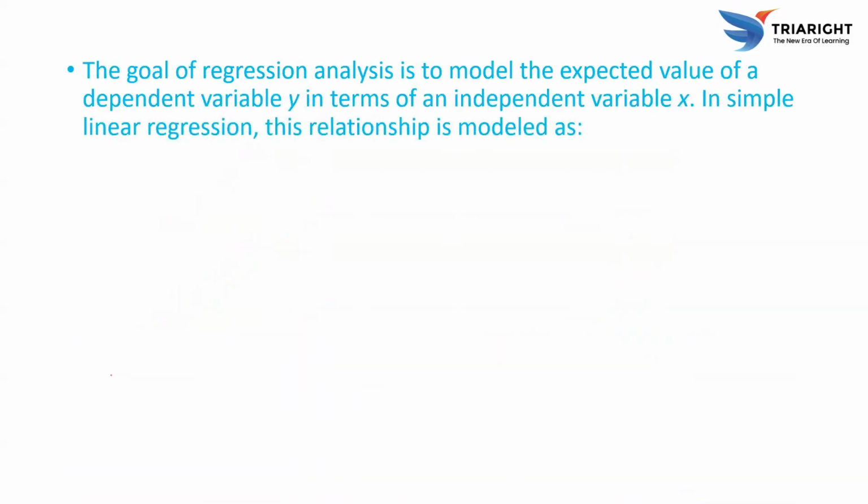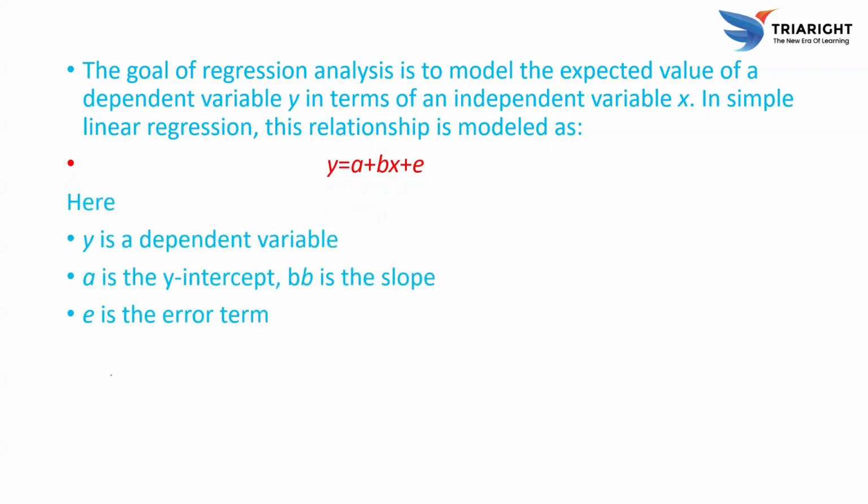The goal of regression analysis is to model the expected value of a dependent variable y in terms of the independent variable x. In simple linear regression, this relationship is modeled as y equals a plus bx plus e. Here y is the dependent variable, a is the y-intercept, b is the slope, and e is the error term.